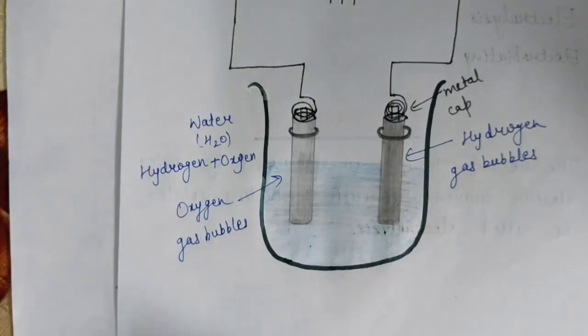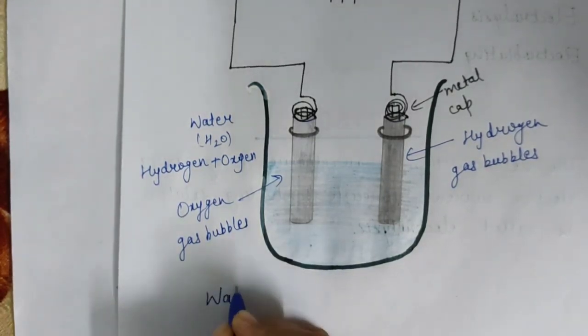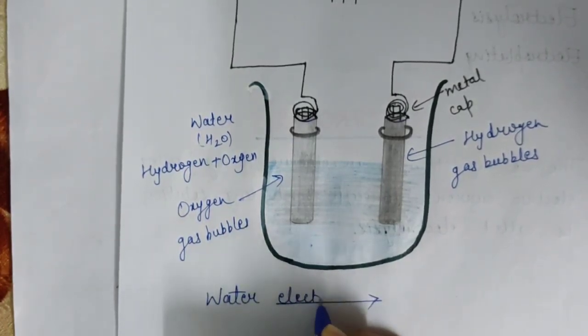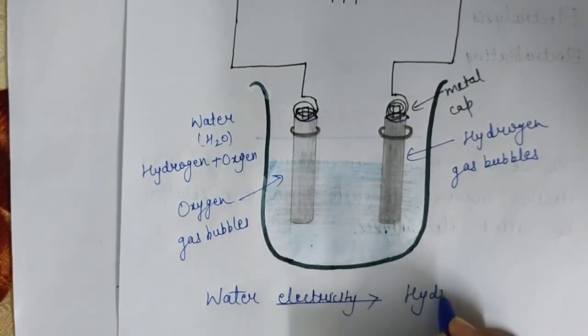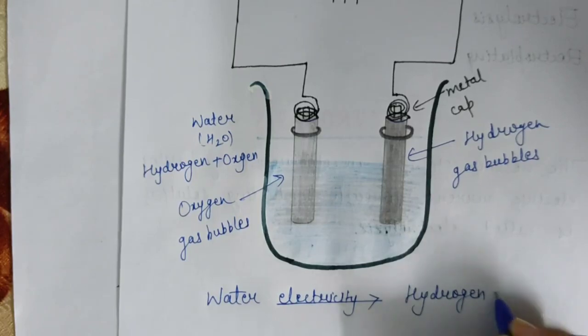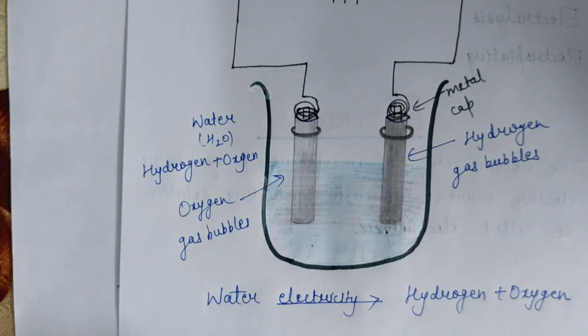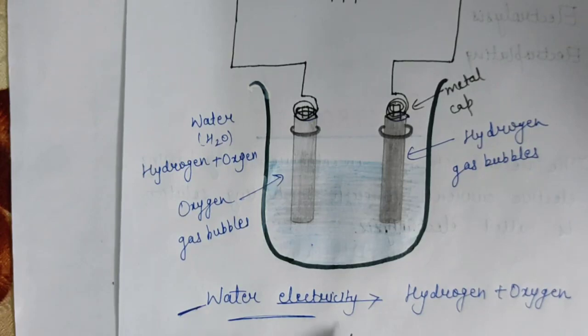Okay, and this formation of gas bubbles indicates that a chemical reaction is taking place, and the chemical reaction is: water on passing electricity gives hydrogen and oxygen gas bubbles. This is the chemical reaction which takes place during electrolysis of water.